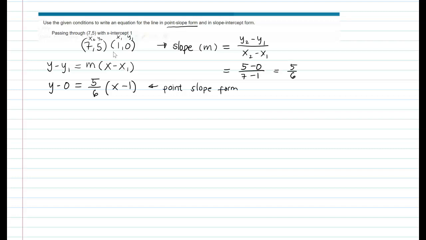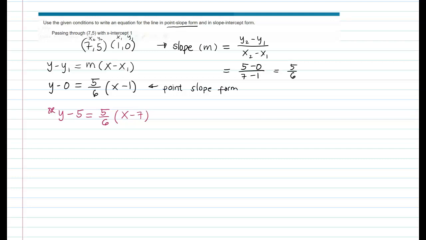Now, you can also choose the other point as your y sub 1. So I could also have y minus 5 equal to 5 over 6 times x minus 7. Both of these are correct.